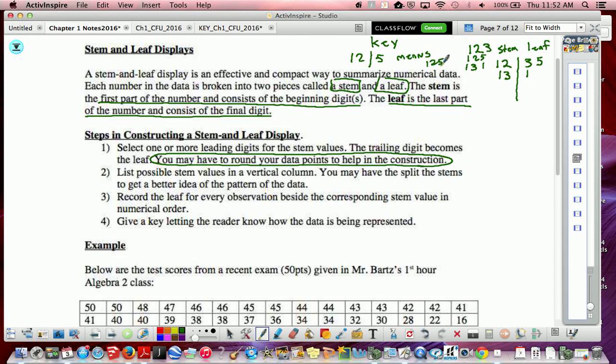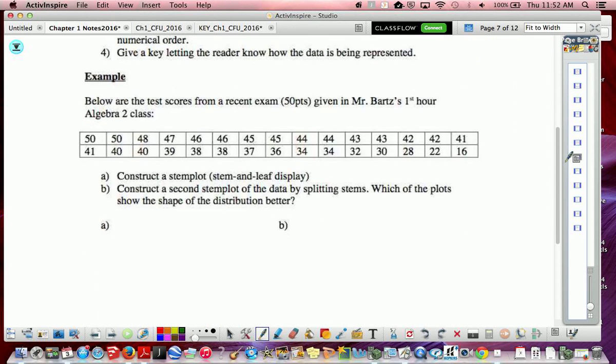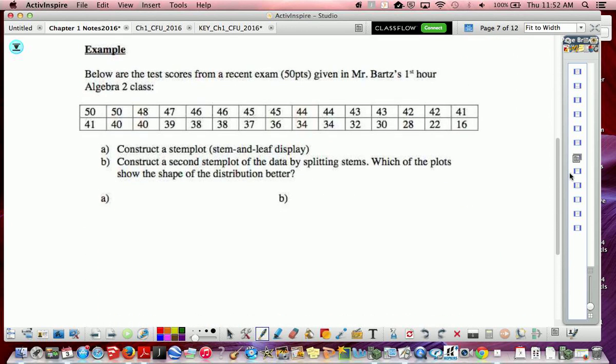To show you how we can do this, let's take a look at this example here. It says, below are the test scores from a recent exam, 50 points on this exam, given in Mr. Bartz's first hour Algebra 2 class. Some of you who had me for Algebra 2 might see some of your scores on a 50-point test. Hopefully you're up here. What's at least nice about how Mr. Bartz gave this data?